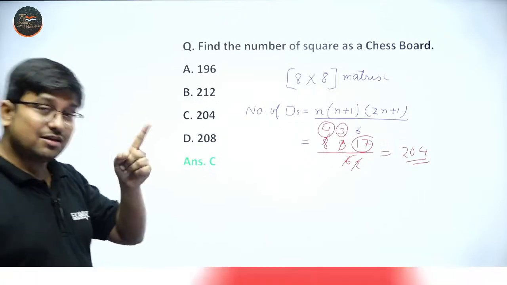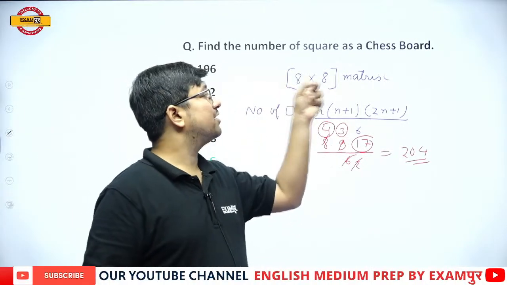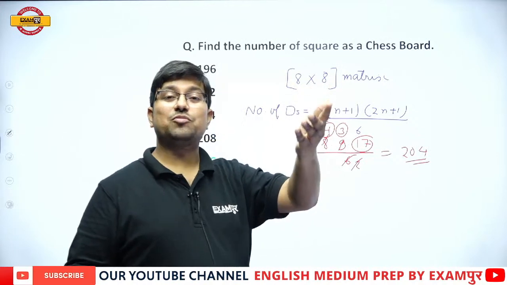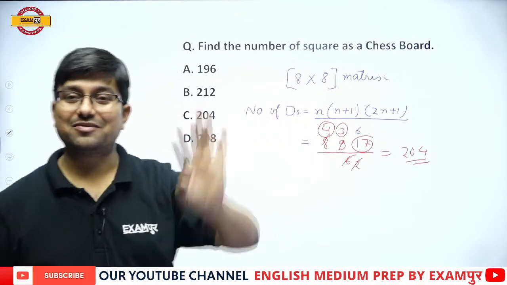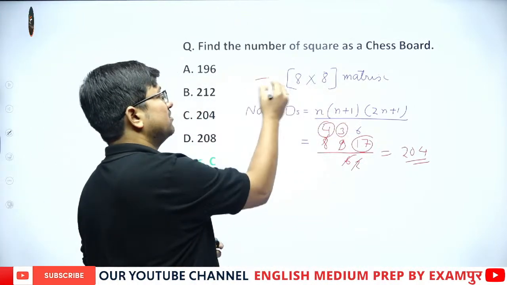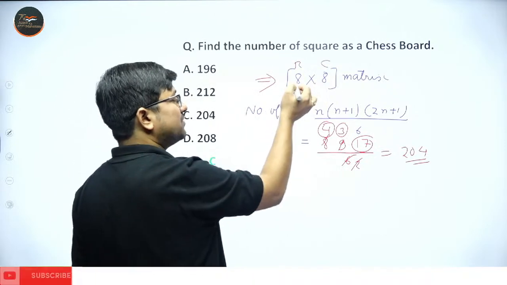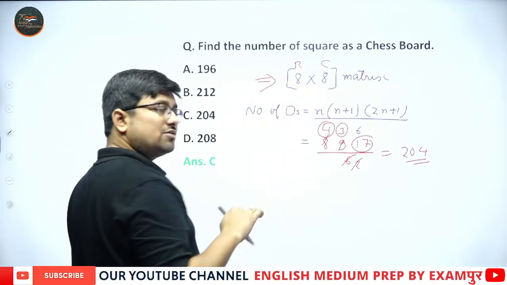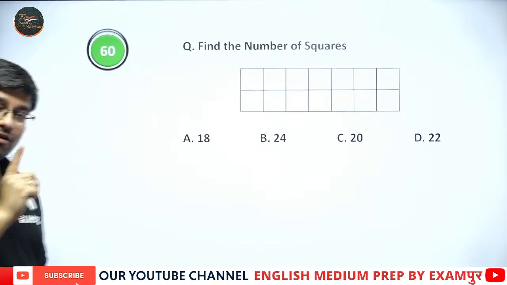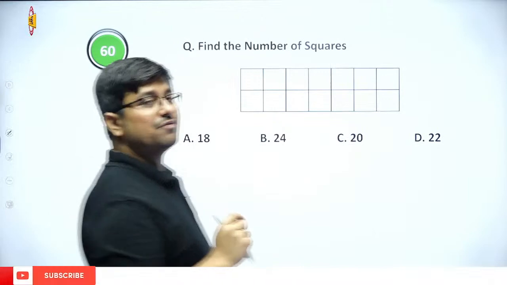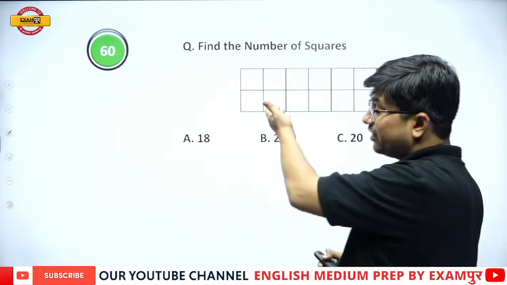But the point is, your answers will only come when you are aware of whether the chessboard is a 6 cross 6 matrix, an 8 cross 8 matrix, a 10 cross 10 matrix or whatever. You should be aware of this, that there are 8 rows and 8 columns. First we count row, then we count column. The formula which we discussed will work only when the rows and columns are equal. But now here it is not.